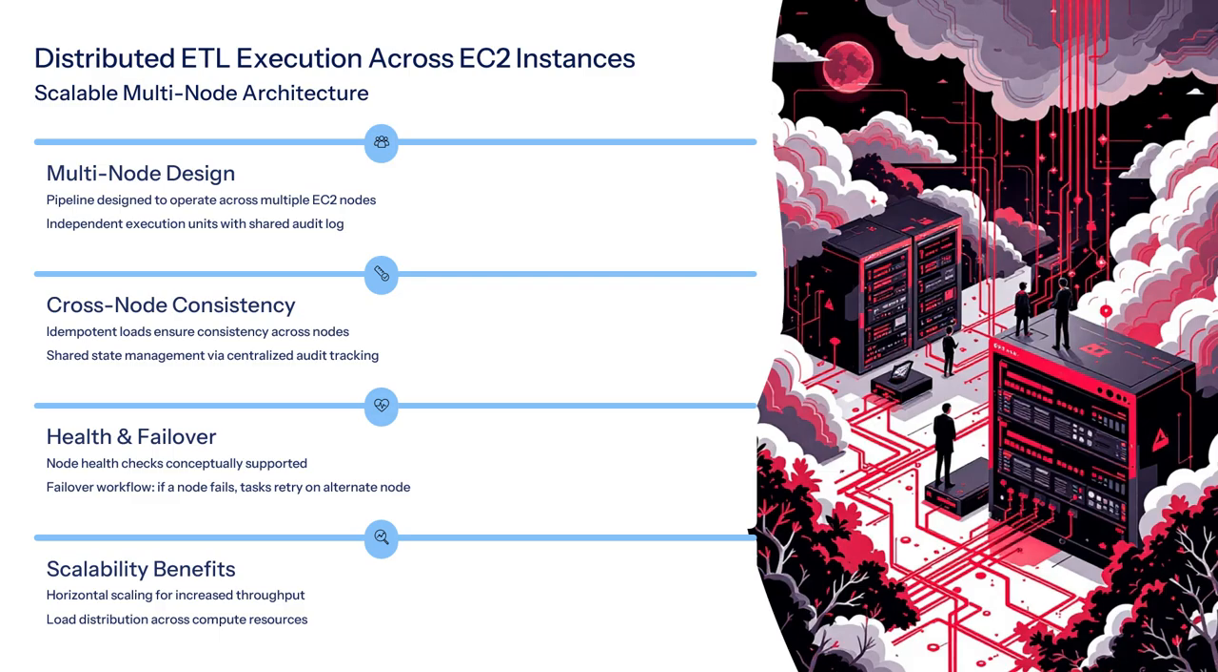So we have the multi-node design. The pipeline is designed to operate across multiple EC2 instances: independent execution units with a shared audit log, cross-node consistency, idempotent loads ensuring consistency across nodes, and health and failover, with node health checks conceptually supported in the failover workflow. If a node fails, tasks retry on an alternate node. Scalability benefits: horizontal scaling for increased throughput, and load distribution across compute resources.